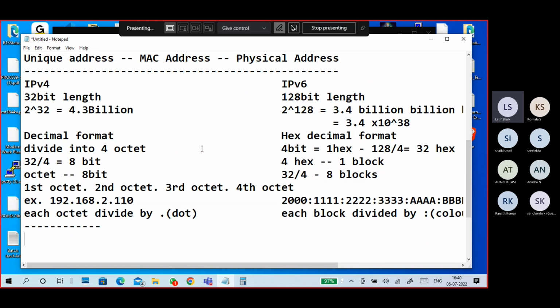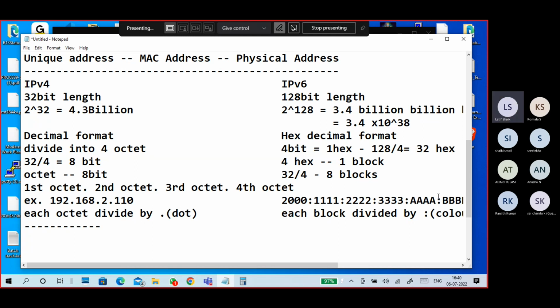Point number 1, guys. IPv4 is 32-bit, IPv6 is 128-bit. IPv4, 32-bit, means we are getting 4.3 billion IP addresses, but IPv6 is like unlimited. IPv4 looks like decimal numbers. IPv6 is a kind of hexadecimal numbers.